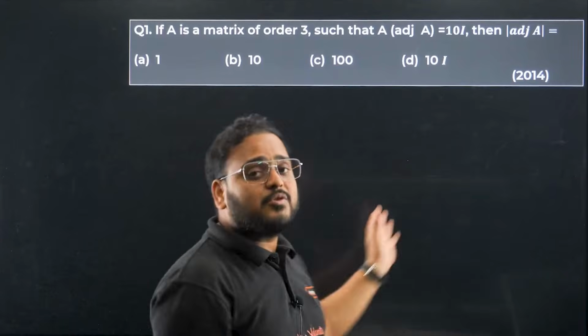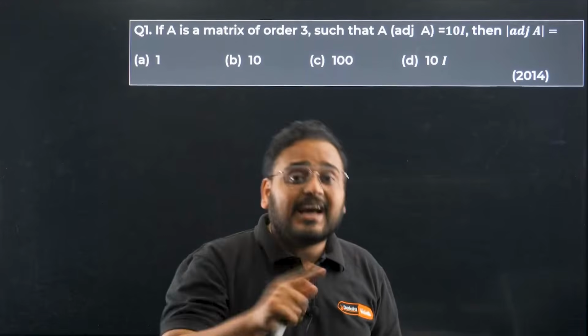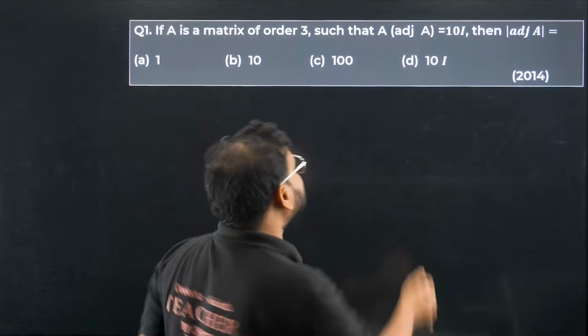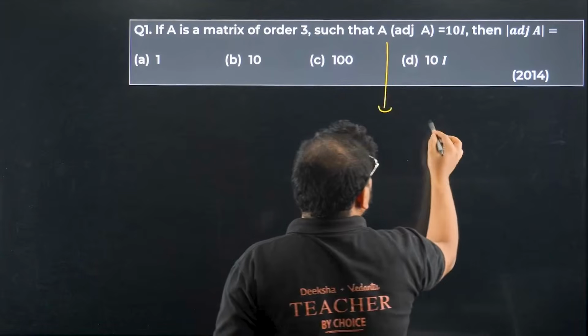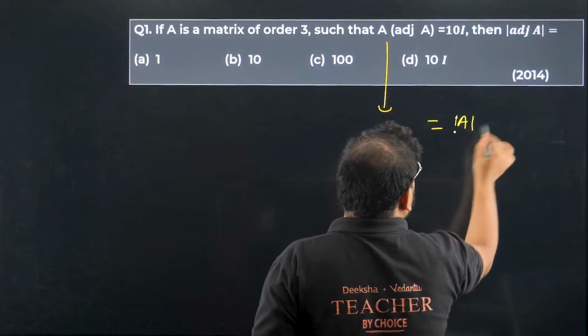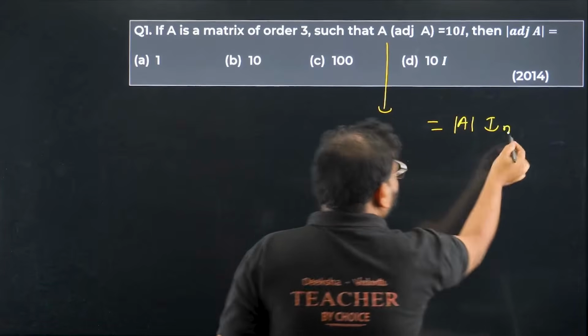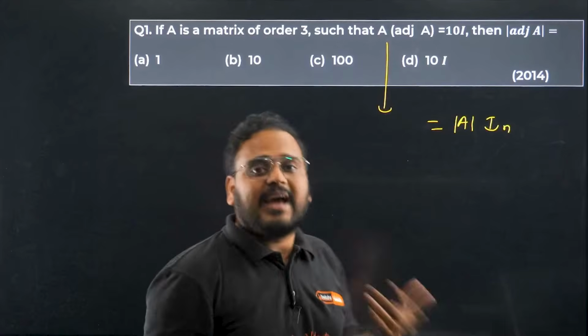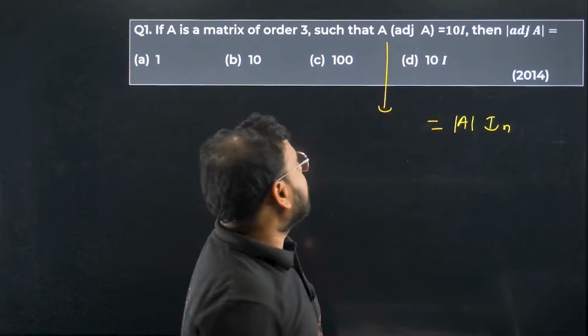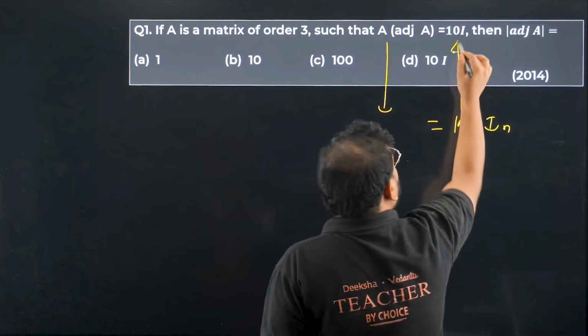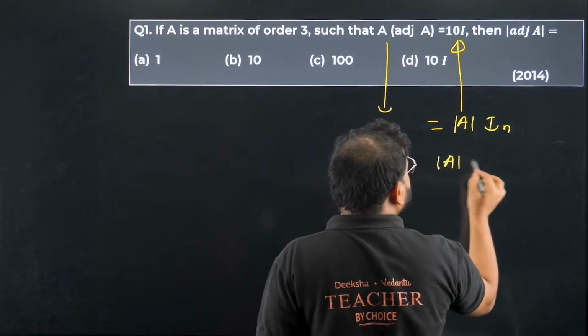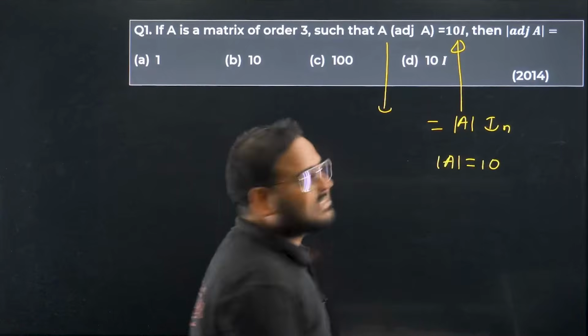So in the class notes, I have given all the properties. Revise through that. See, one of the properties is this. If you know the property, you'll know that this will be equal to determinant of A times I, where n is the order of the matrix A. In that case, I can compare these two and get the value of determinant A as 10. What are they asking?